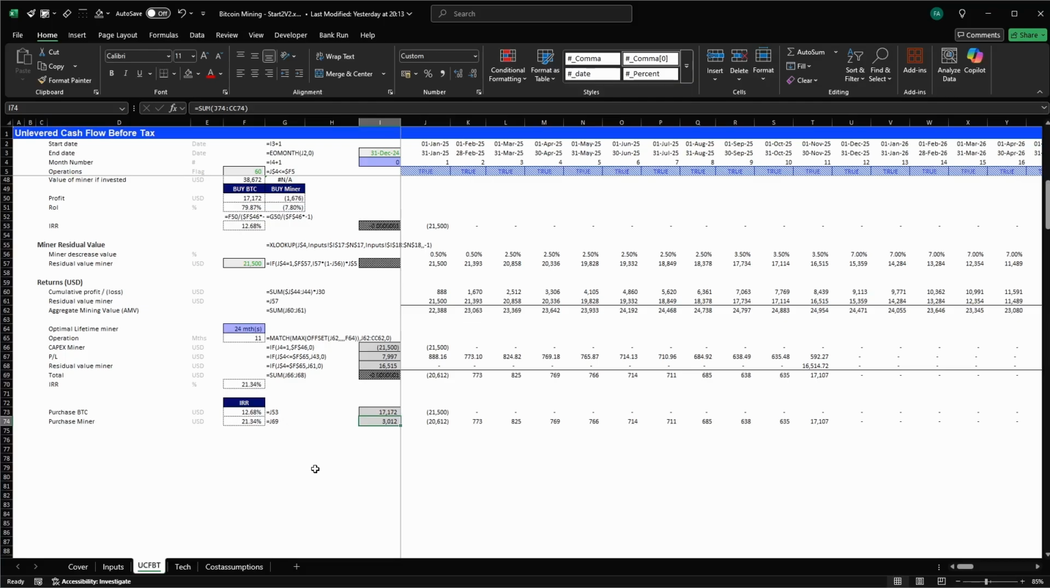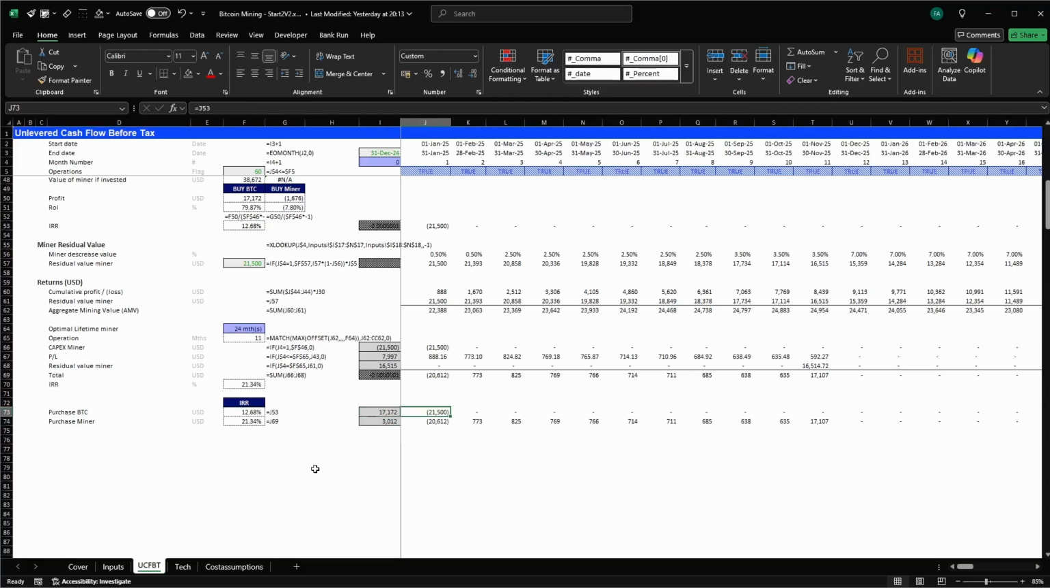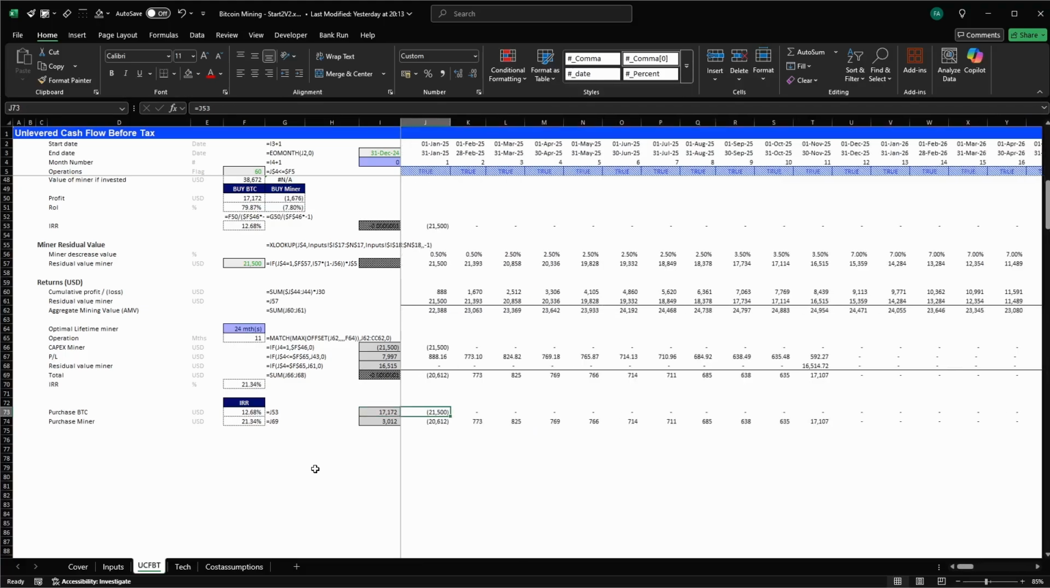So what's going on here? Why do the results seem so different? On the IRR, it would be much better to purchase the miner, but on the cash flow itself, it would be much better to purchase the Bitcoin. The reason is that for the purchase of the Bitcoin, the assumption is that you hold on to your BTC until the very last period of analysis, which is period number 60. That's the main difference between them.